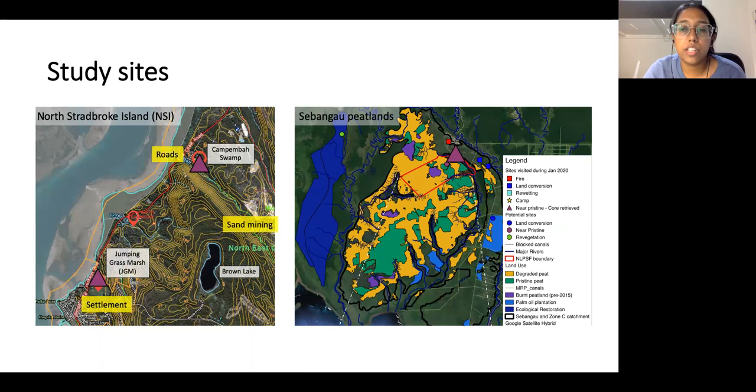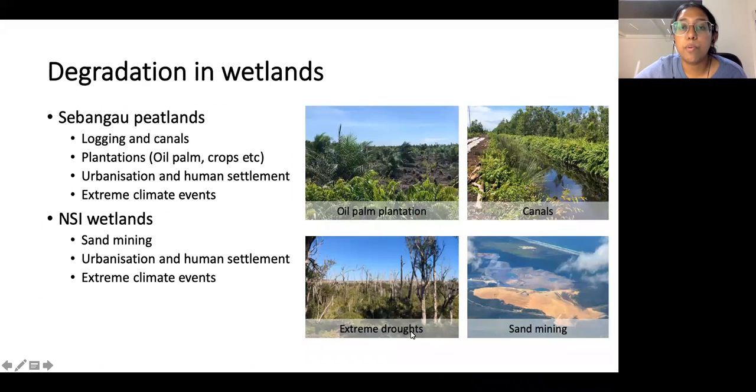So just zooming into individual study sites. For the North Stradbroke Island, I took peat cores from two different wetlands that are close to the coast, and then the Sabangau peatlands are usually inland, and the peat cores were actually provided by Professor Angela from Exeter University. Okay, so both sites have gone through some form of degradation.